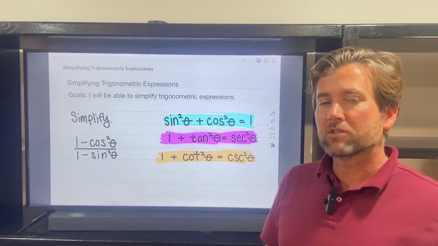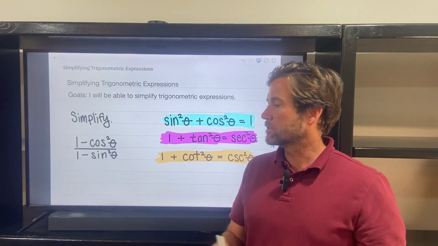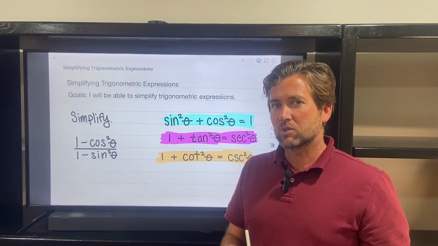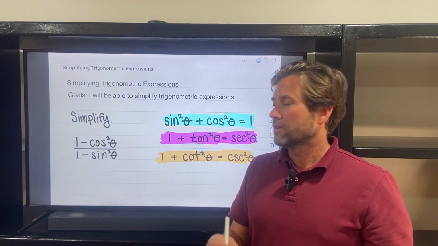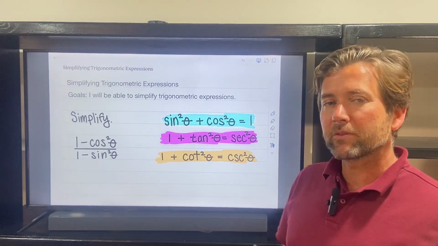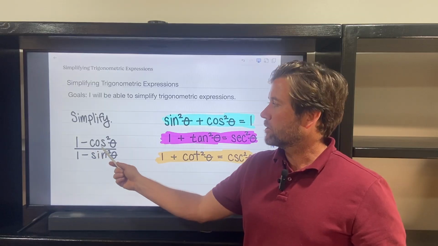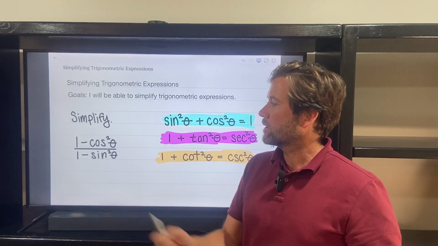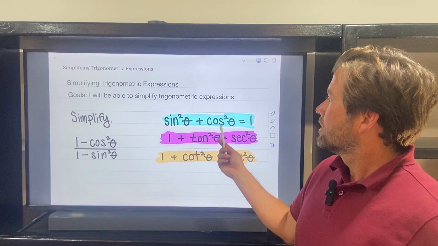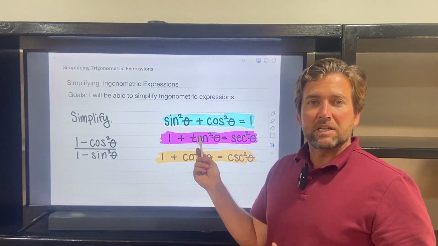Now, if you already know how to do this and you came here for extra practice, why don't you go and pause the video and try doing this one on your own. If not, and you want some help with this, let's check it out. So whenever you see a trig function squared, so I see cosine, that's a trig function, and it's being squared, you want to go back to your Pythagorean identities.